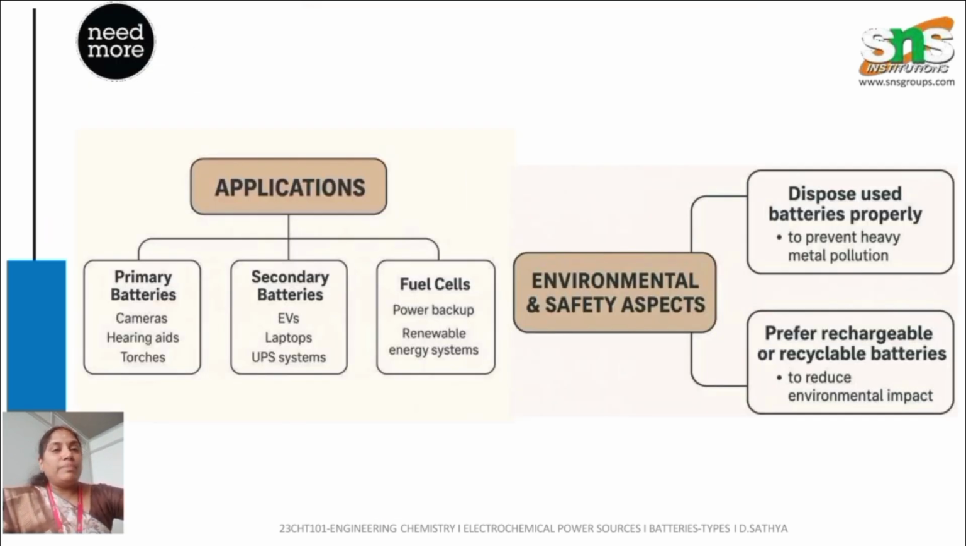So, the applications of batteries: primary batteries are used in cameras, hearing aids and torches, and secondary batteries in laptops, UPS systems and so on. Fuel cells are used in power backup and renewable energy systems. On environmental safety, dispose of used batteries properly to prevent heavy metal pollution, and use rechargeable and recycled batteries to reduce the environmental impact.